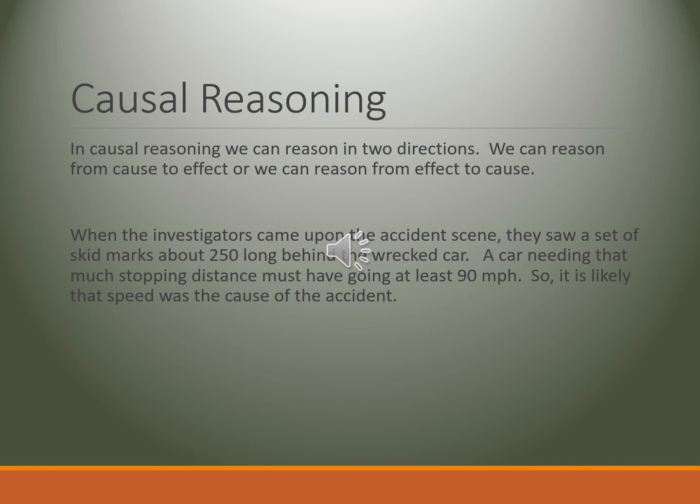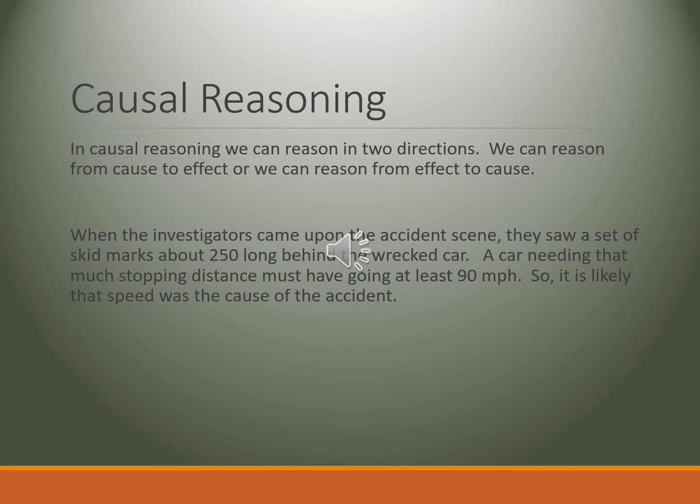Now, there might have been other factors involved. Maybe the driver was intoxicated, or maybe some obstacle appeared in the road, like a deer, for example, jumped into the road. Other things could have happened. However, given the evidence of the skid marks, that seems to indicate that the car was probably going too fast. And so we have an example of reasoning from effect back to cause. Again, the conclusion is not necessarily, but it is likely to be the case.